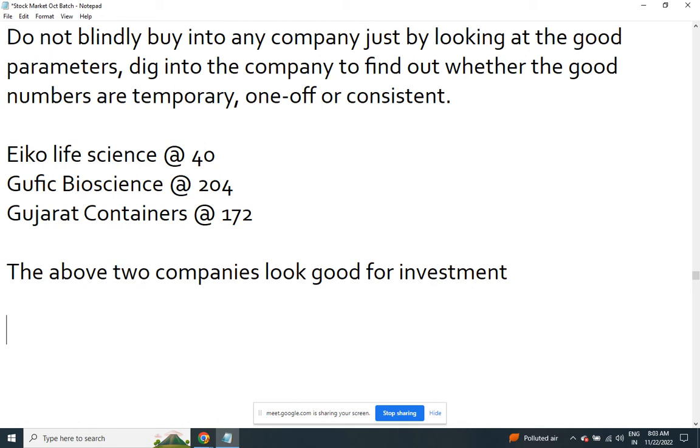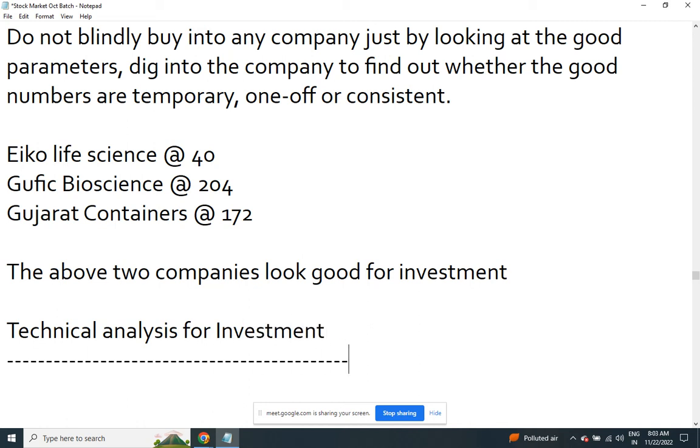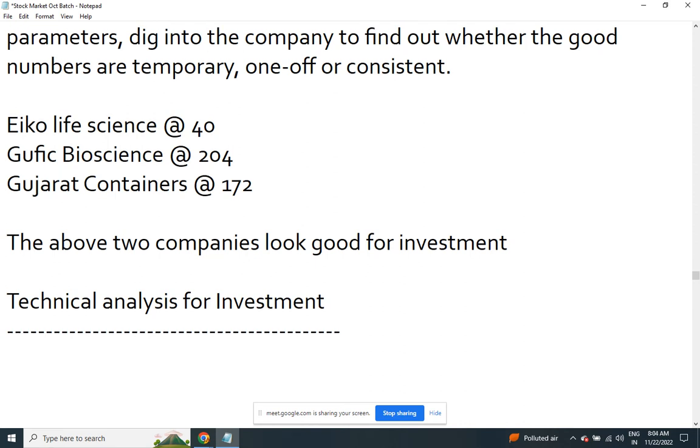Now coming on to technical analysis for investment. Investment, in the sense where you are holding the stocks for a few months or a few years, maybe even 3 to 5 years. So there's a separate technical analysis for that. And then we have technical analysis for intraday short-term trading. We'll be discussing that as well. Let us first complete the investment part.